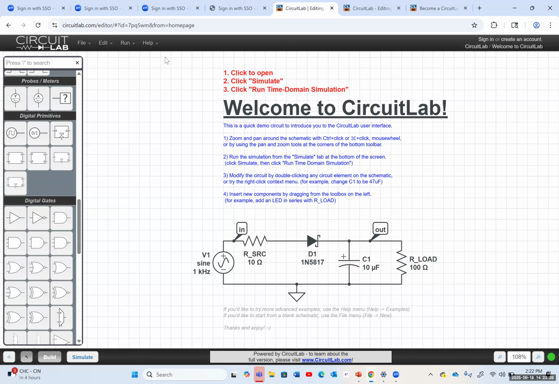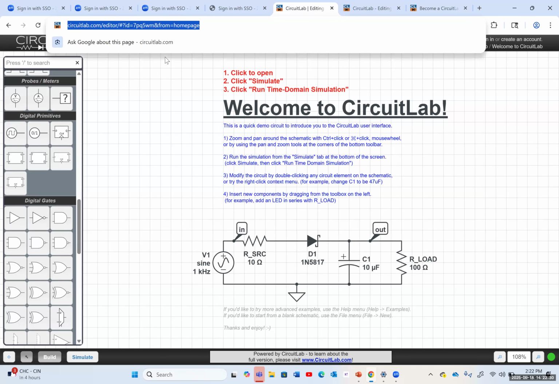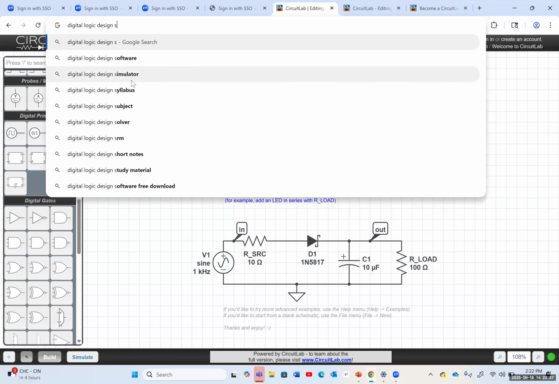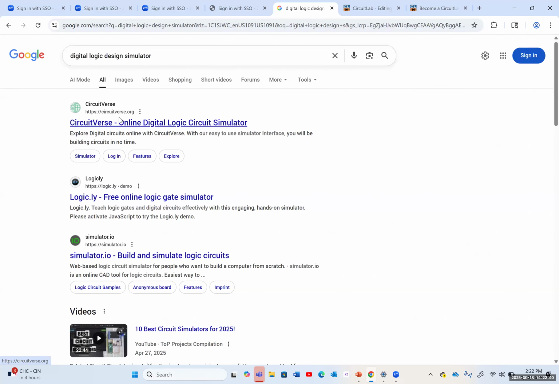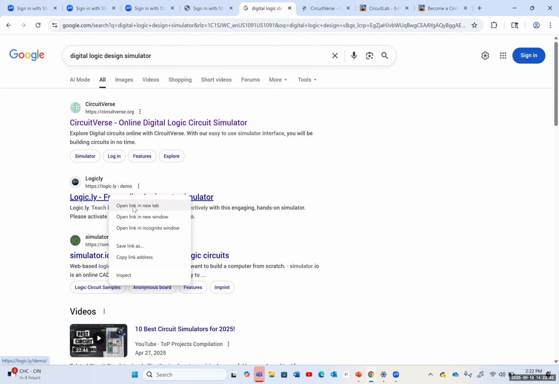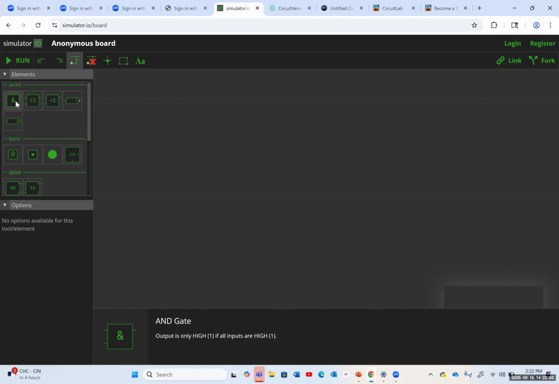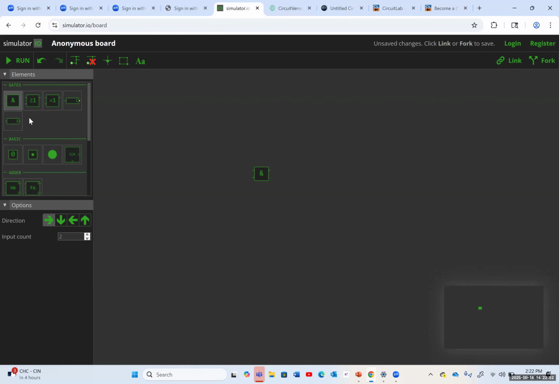There are other tools as well. Circuit Lab is one of the best, but you can use different tools that are out there. I've worked with a lot of them. This one is also not bad. For example, you can put an AND gate, and then you can put the logics 0 and another 0. You can connect them together. It's exactly like what you had on the previous one.